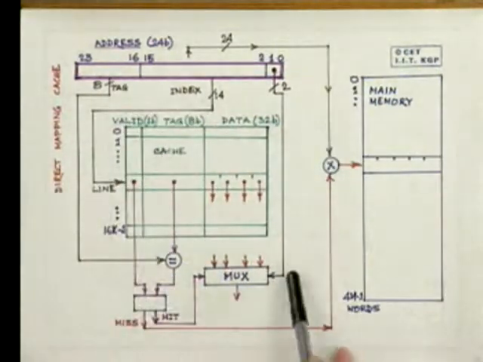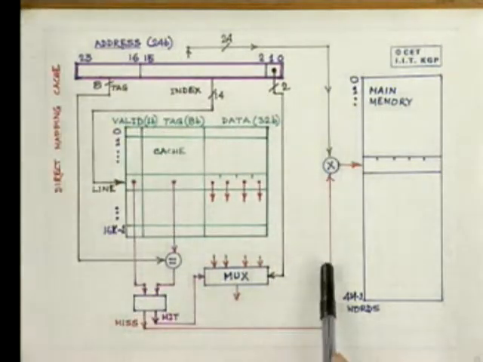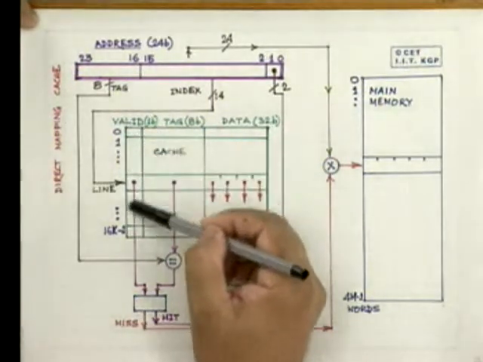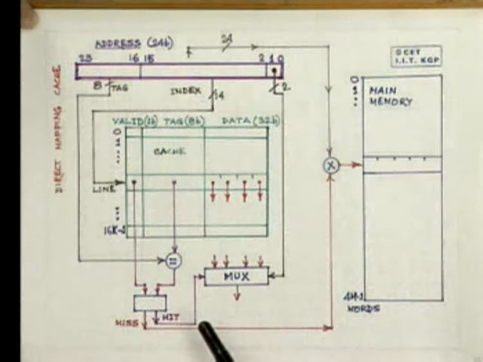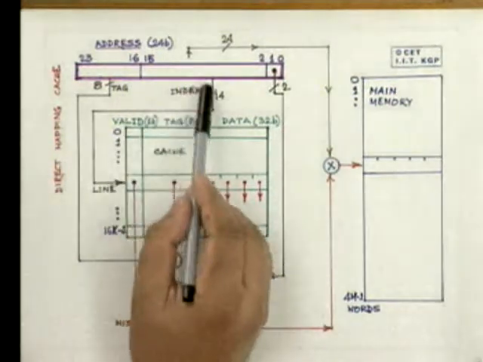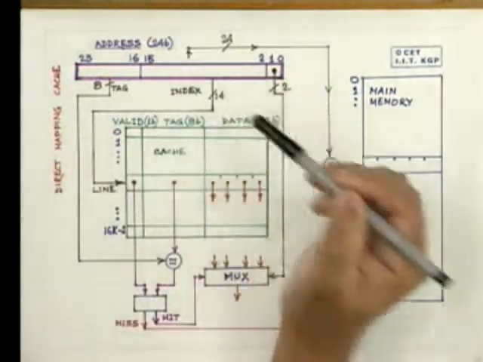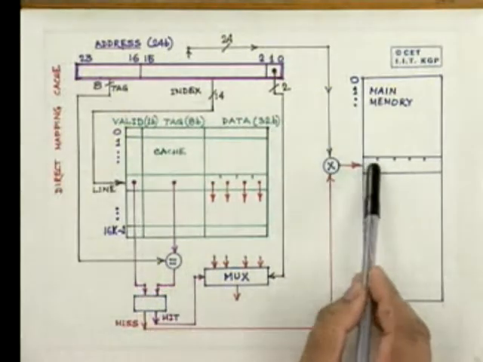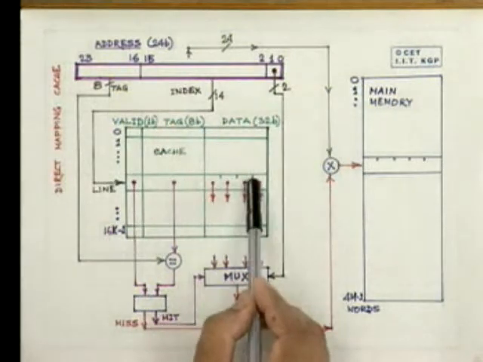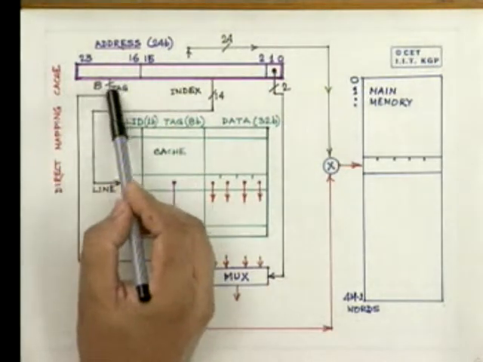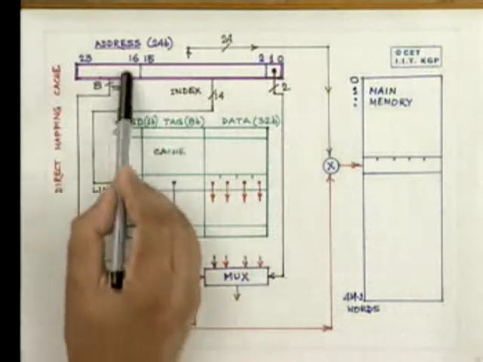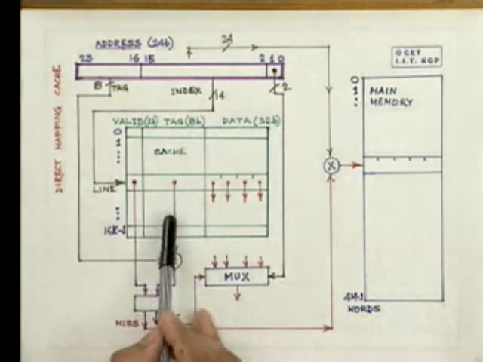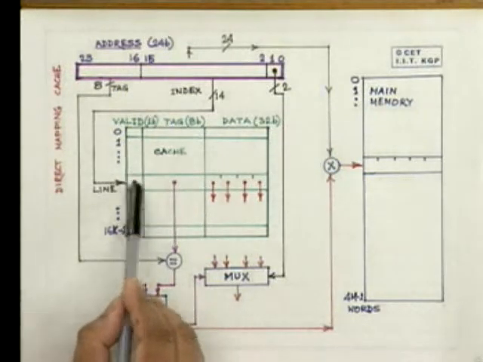Now let us see how the entire thing goes. To start with, the cache naturally contains garbage. All the valid bits are put to 0. And say an address is thrown by the CPU. The corresponding block is taken from the main memory and loaded into the cache memory. The corresponding tag field is taken and loaded into the tag field of the cache memory, and the valid bit is made 1.